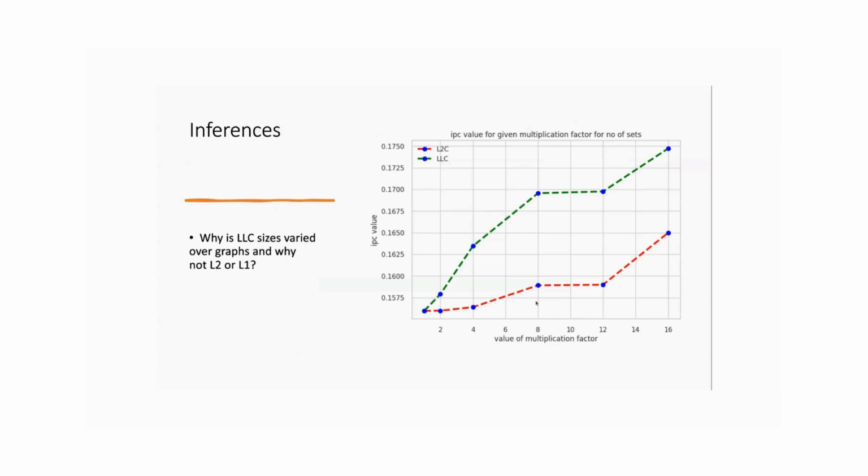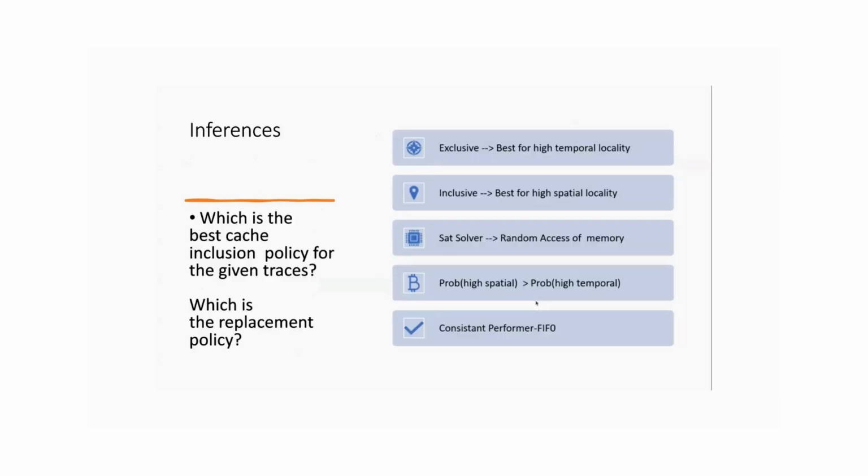Why is only LLC way varied over the graphs and why not L2C and or L1C? In the graph plotted, when we vary L2C, we do not see such a significant increase in the IPC value, which is given by LLC. So we only changed LLC since it gives a significant increase in the IPC value.